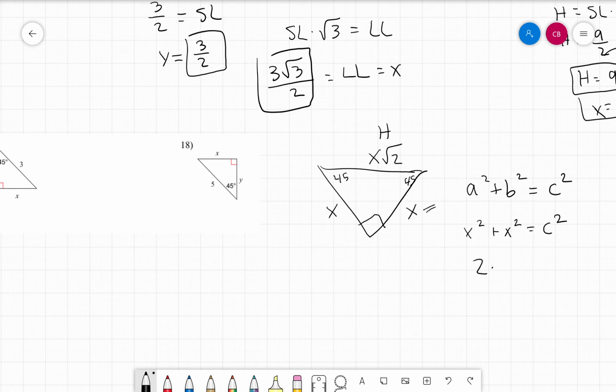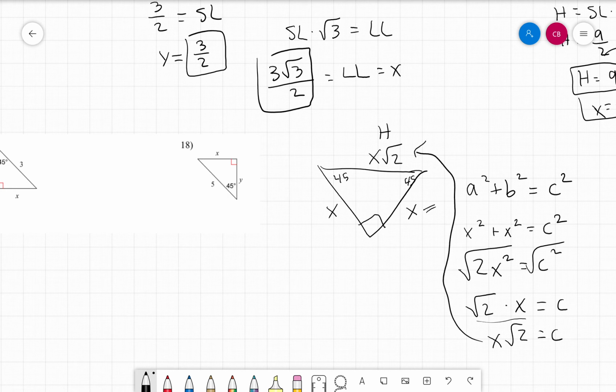So 2x squared is equal to c squared. So we can take the square root. So we have the square root of 2 times x is equal to c. Okay, and so you can see that that is just x square root 2 is equal to c. I've just switched the order of these, and that's exactly what this is. All right, so let's do this real quick.